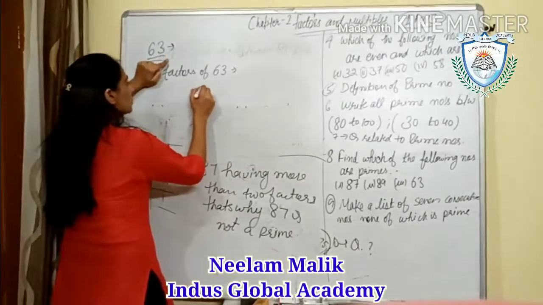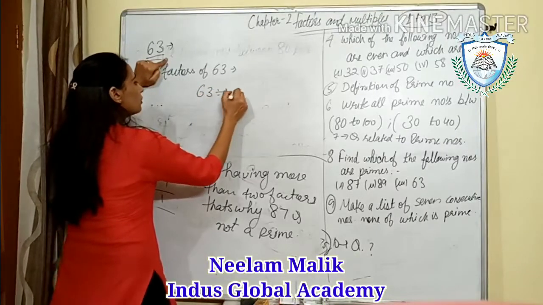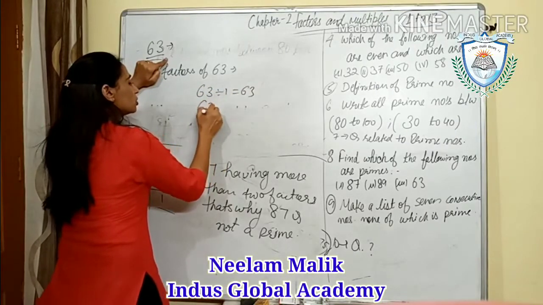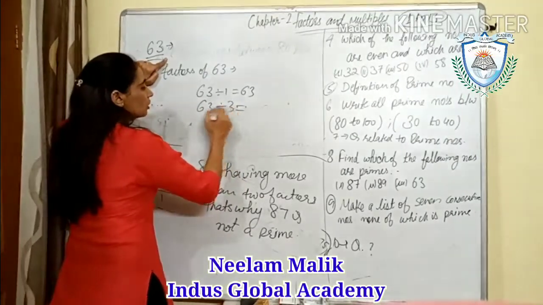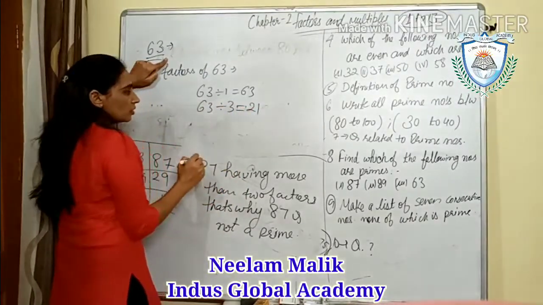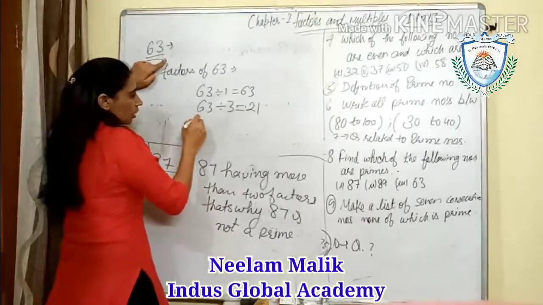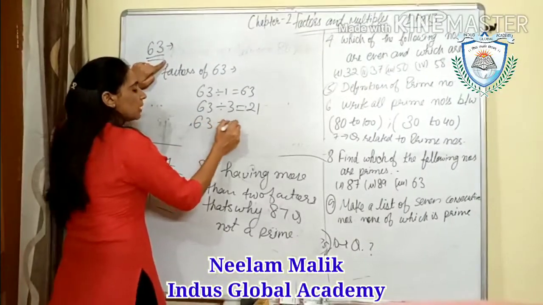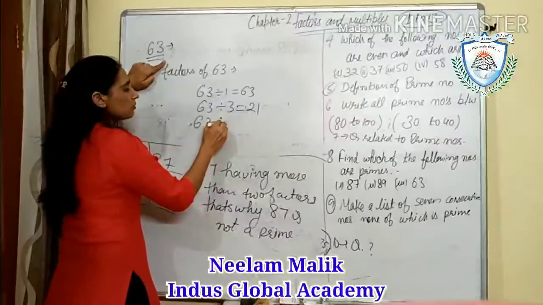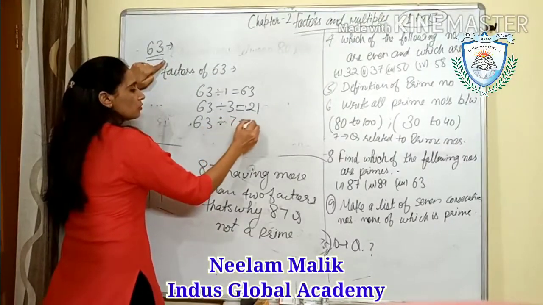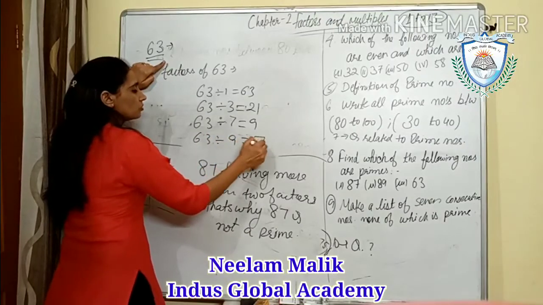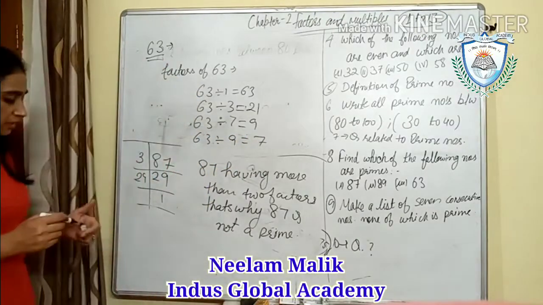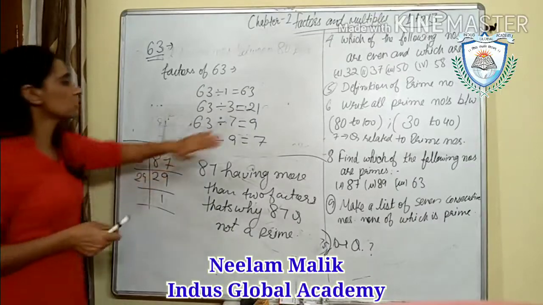Here you can check 63 divided by 1 is 63. 63 divided by, not 2, this is divisible by 3. 3 2s are 3 1s are 63. Now 63 is divisible by 7. 7 9s are 63, and then 63 divisible by 9, so 7s are 63. Okay, repetition started, but you can stop here also.